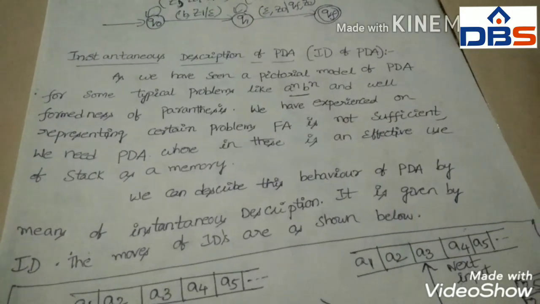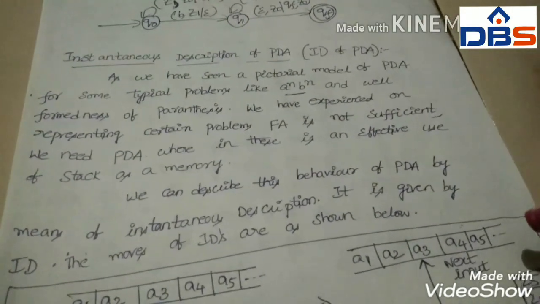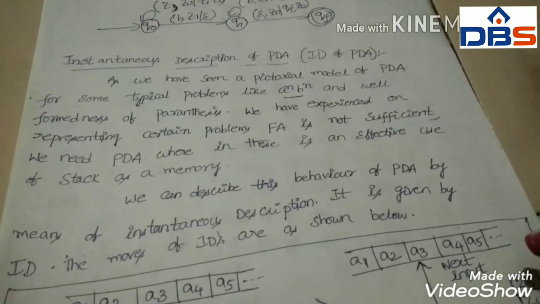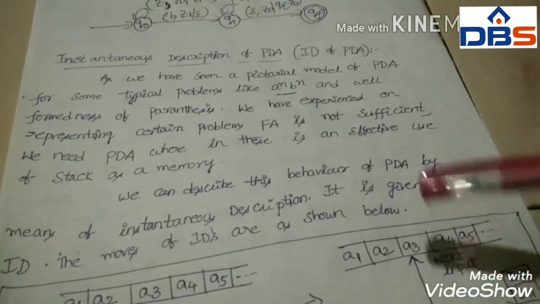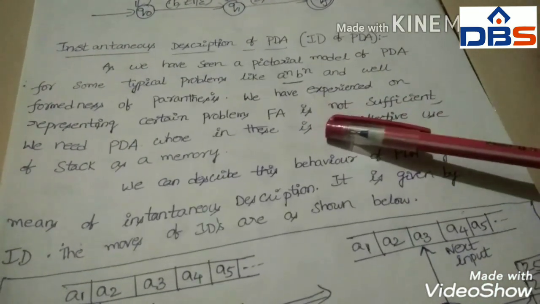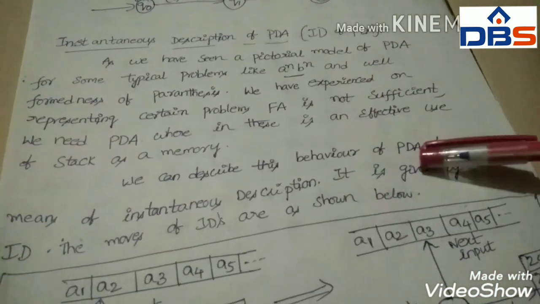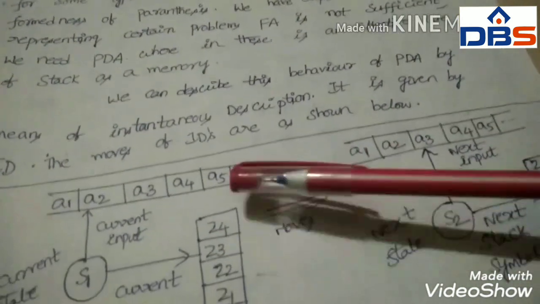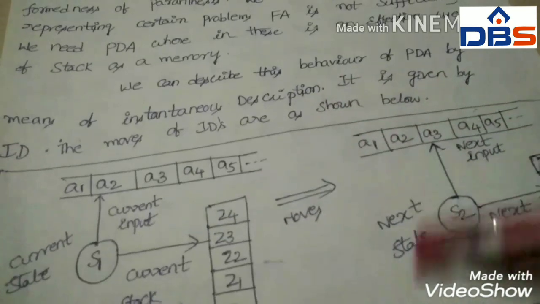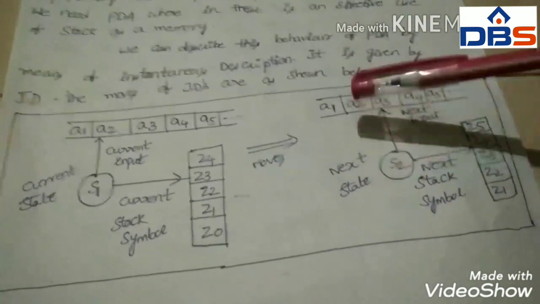In the fourth unit we already discussed the topic called instantaneous description of PDA, that is, the ID of PDA. In this ID we describe the behavior of the PDA. Here it is given by ID. The moves of IDs are shown below.